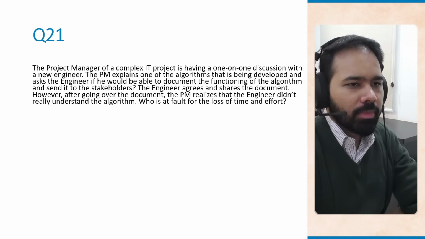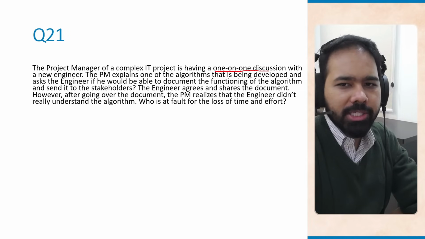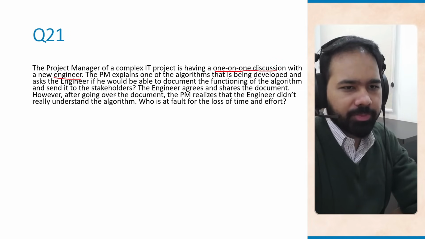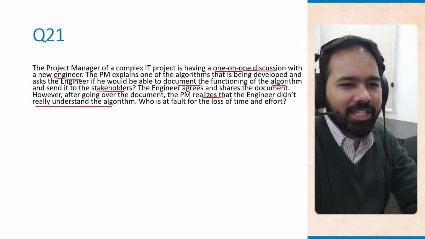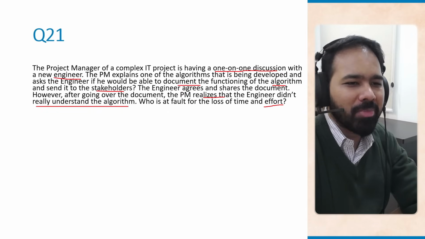Okay, let's move on to question number 21. The project manager of a complex IT project is having a one on one discussion with a new engineer. The PM explains one of the algorithms that is being developed and asks the engineer if he would be able to document the functioning of the algorithm and send it to the stakeholders. The engineer agrees and shares the document. However, after going over the document, the PM realizes that the engineer didn't really understand the algorithm itself. Now, who is at fault for the loss of time and effort here?